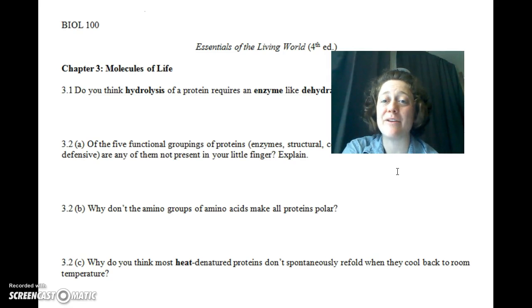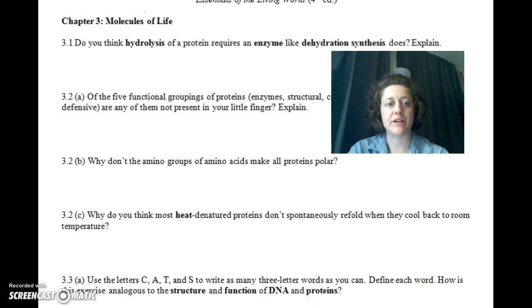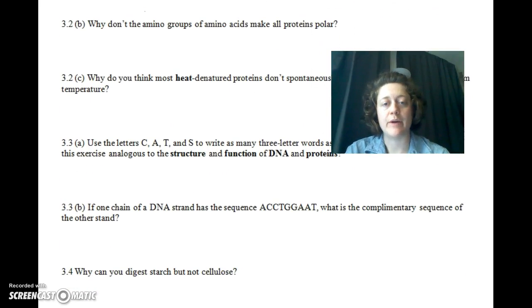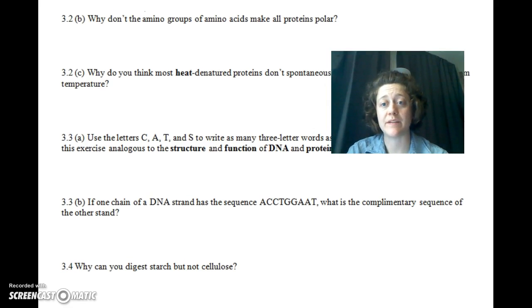And defensive, are there any defense proteins? That would be proteins involved in immunity and dealing with your white blood cells. Your next question here, why don't the amino acid groups of amino acids make all proteins polar? That is something that you can actually look up in section 3.2. Next question, why do you think most heat denatured proteins don't spontaneously refold? That's a great question from that same section 3.2.